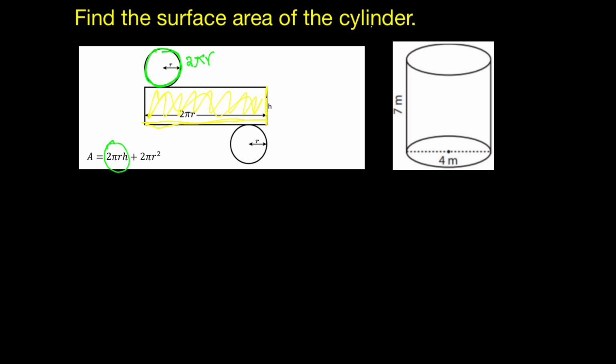Now the 2 pi r squared, that comes from the area of both circles. The area of a circle is pi r squared. So if I want to calculate all of this area, we would just calculate it using pi r squared. Now to calculate the area of the second circle, we do the same thing, pi r squared, and that's where the 2 pi r squared comes from. So to get the total area of the cylinder, we add those two quantities together.